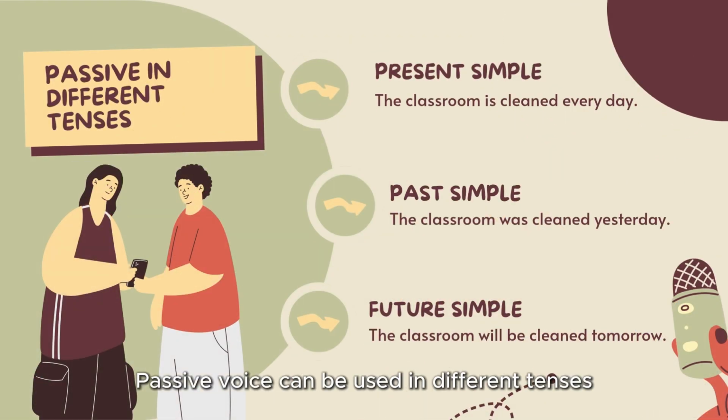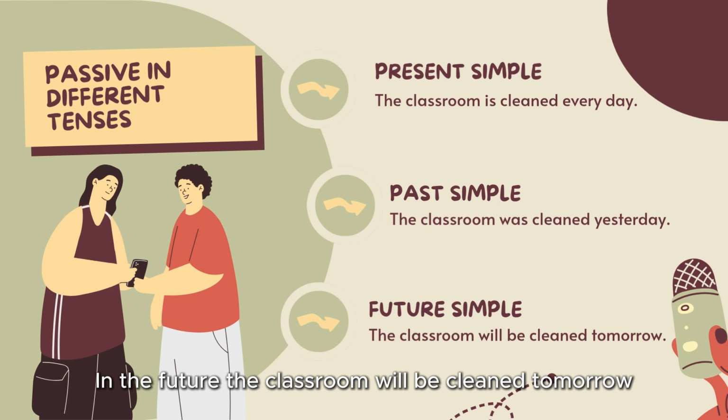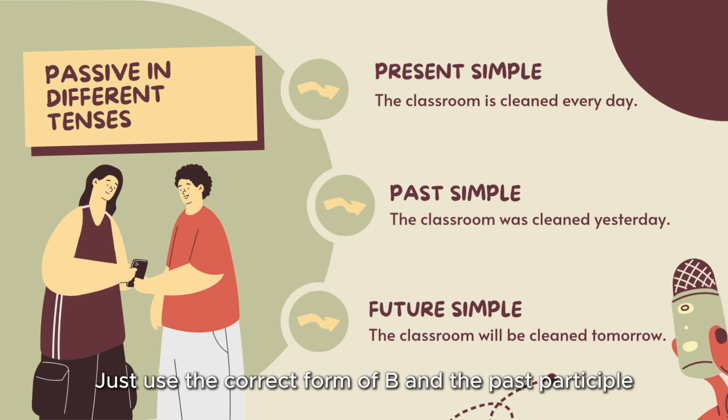Passive voice can be used in different tenses. In the present, the classroom is cleaned every day. In the past, the classroom was cleaned yesterday. In the future, the classroom will be cleaned tomorrow. Just use the correct form of be and the past participle.